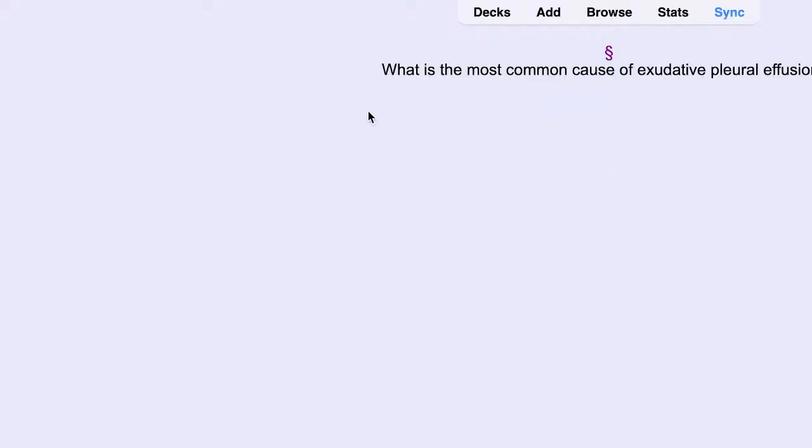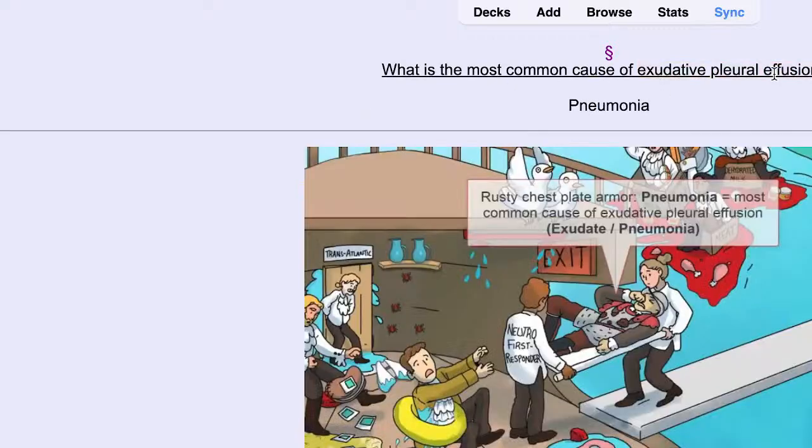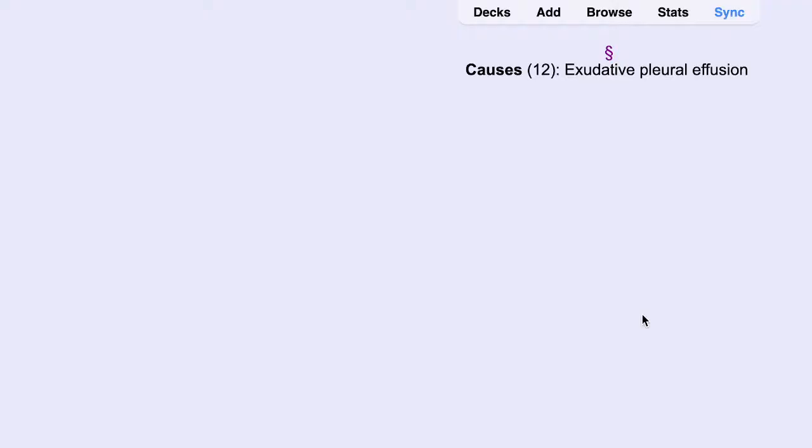What is the most common cause of exudative pleural effusion? Malignancy? No, it's pneumonia. All right, pneumonia, fine. Exudative pleural effusion has 12 causes.